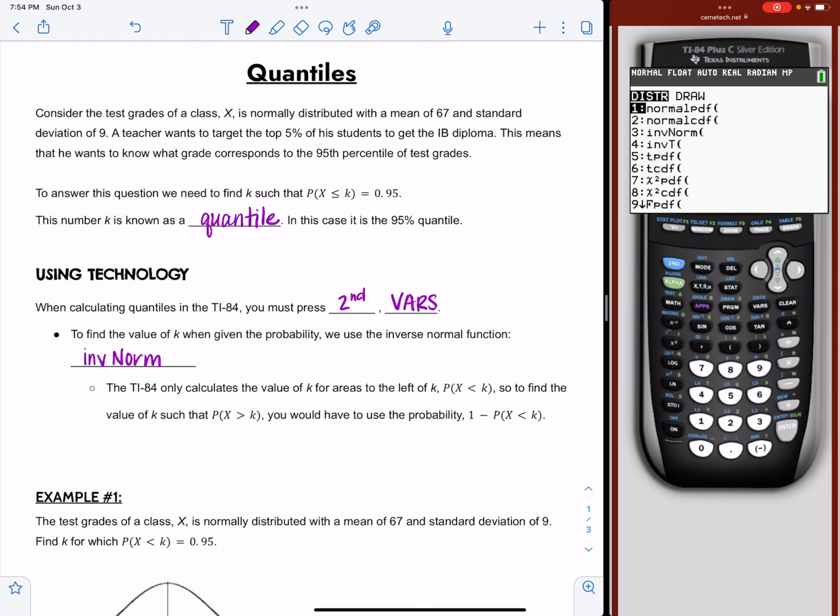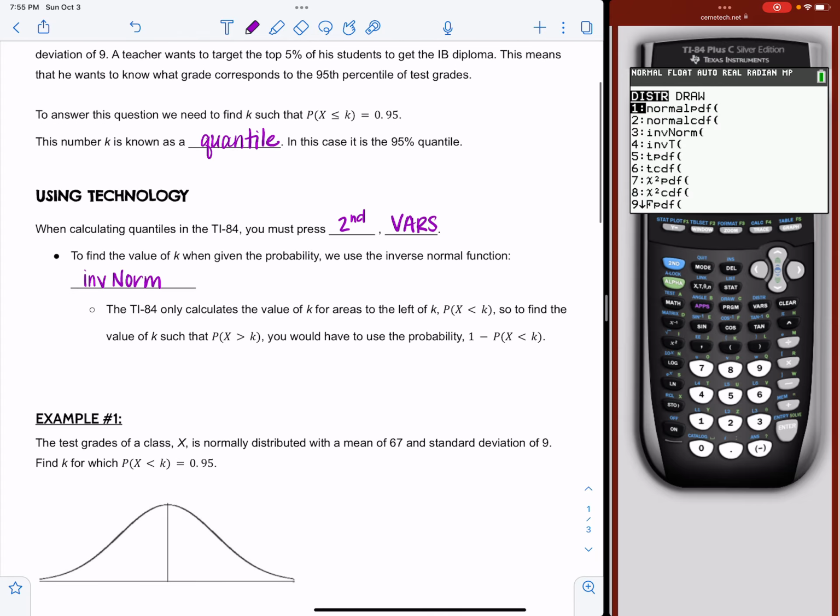The TI-84 only calculates the value of K for the areas to the left of K, meaning using the probabilities that X is less than K. So to find the value of K such that the probability of X is greater than K, you will have to use the probability 1 minus the probability that X is less than K. So let's look at an example.